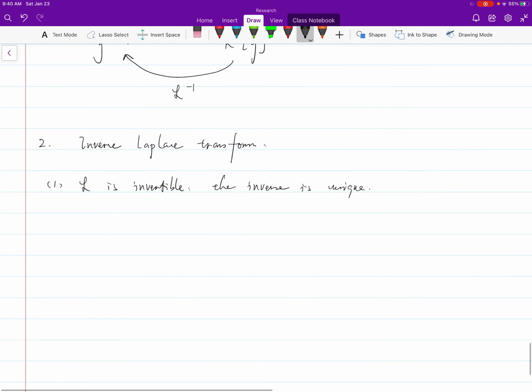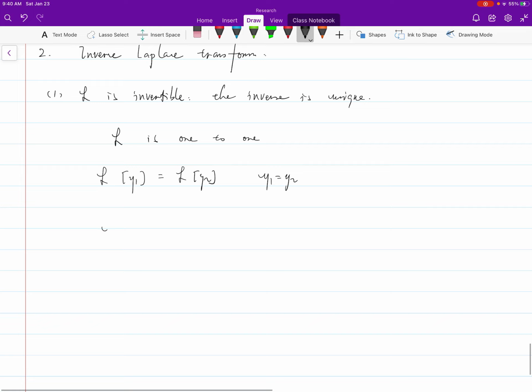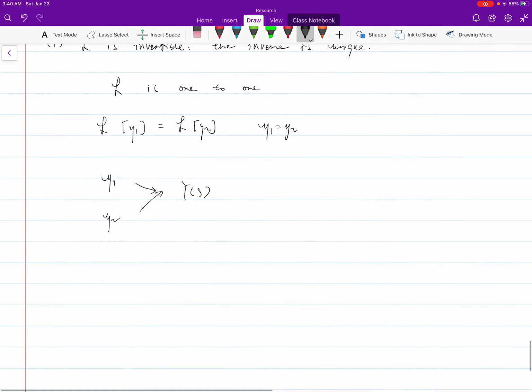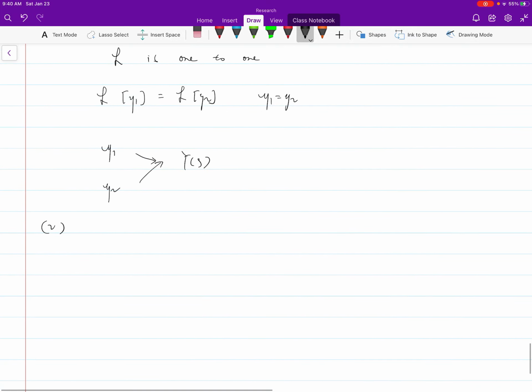This is just a general way to say some function is 1-to-1, or L is 1-to-1. Which means you will not have Ly1 equals Ly2, and if that happens, then y1 is the same as y2. You cannot have two different functions going to the same Laplace transform Ly. This will never happen. It's 1-to-1, so it's invertible.